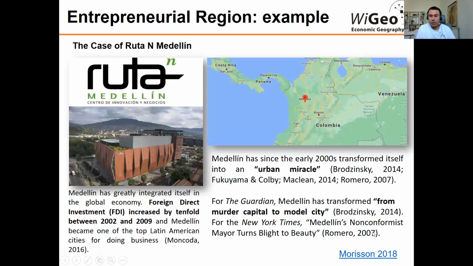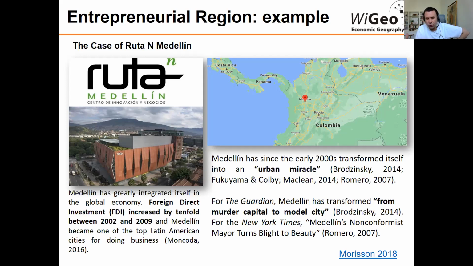And the example explored intensively in this publication is Ruta Medellin, an innovation center that physically exists in this Colombian city, located north of Bogota, and it's a very curious case. If you are interested, I invite you also to read this publication. It's an interesting case if you analyze it through the lenses of path dependencies, for example.